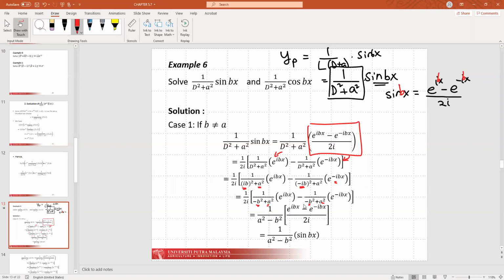Okay, so kumpulkan balik. Saya dapat, kalau awak tengok kat sini, saya kumpulkan e to the ibx. Yang ni faktor yang sama, cuma dia tolak sahaja. So masukkan balik, sebab tu dapat 1 over a squared minus b squared darab dengan sin bx.